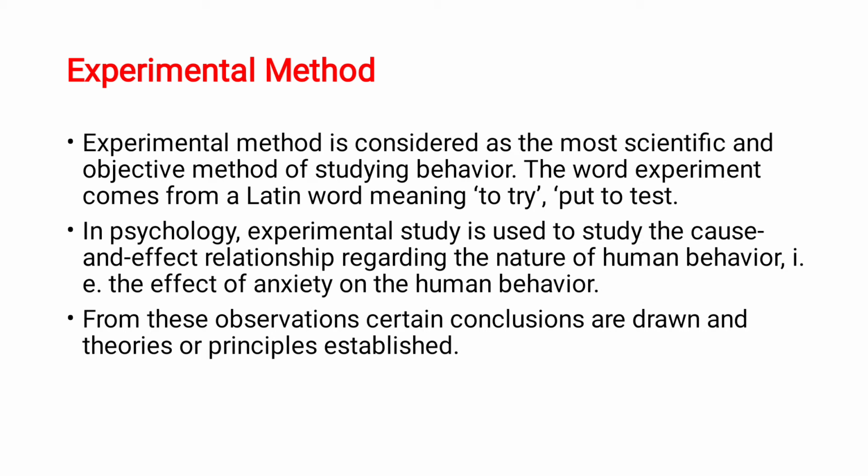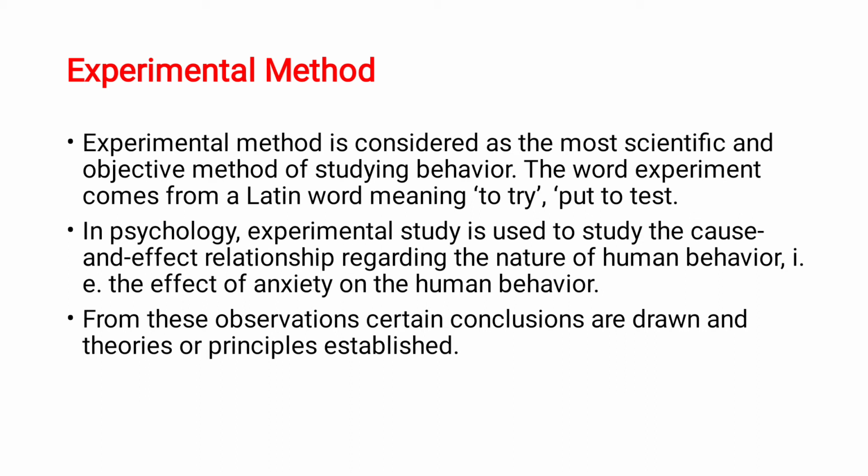The cause and effect relationship can be studied better only by means of the experimental method and not by any other methods. So to study scientifically, if you want to analyze and study human behavior, the only effective method available is the experimental method. So in psychology, the experimental method is used to study the cause and effect relationship to understand the nature of human behavior.